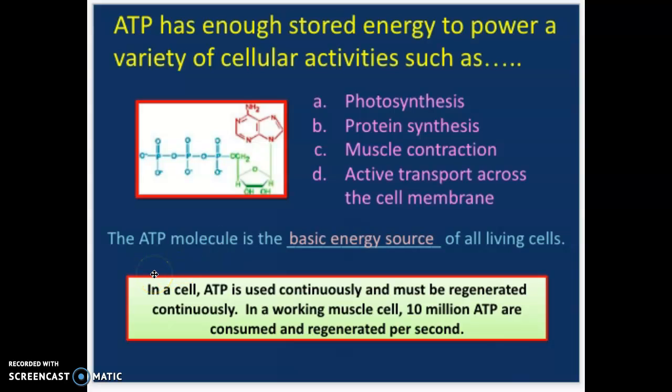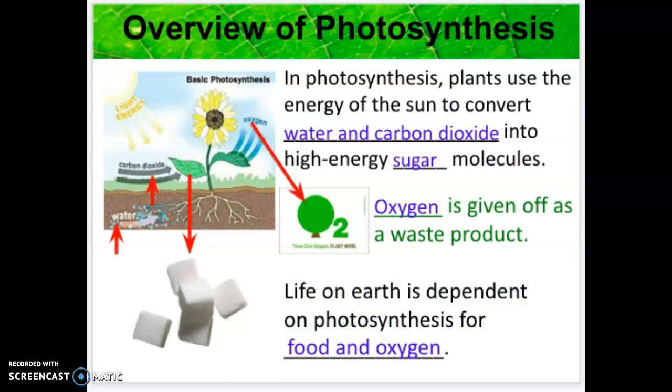So the ATP molecule is the basic energy source of all living cells. ATP is used continuously. It must be regenerated continuously, so it must be charged. In a working cell, 10 million ATP are consumed and regenerated every single second. That's 10 million of these little molecules. Your cells really do have a lot of them, and it's the breaking of that chemical bond that releases the energy.